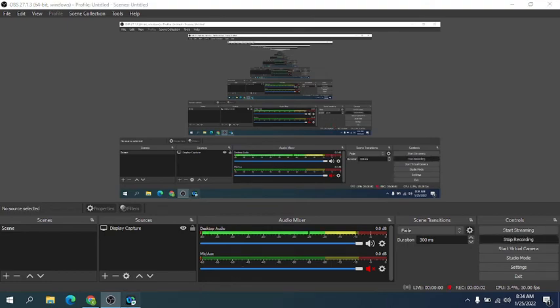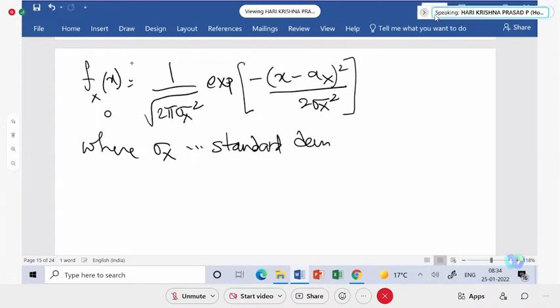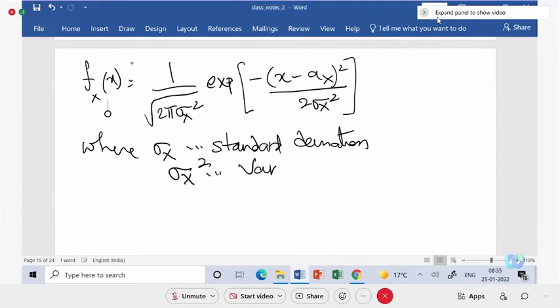Where sigma x is referred to as standard deviation, or sigma square is referred to as variance. Okay. Then a_x is referred to as the mean of the random variable. Is it okay?